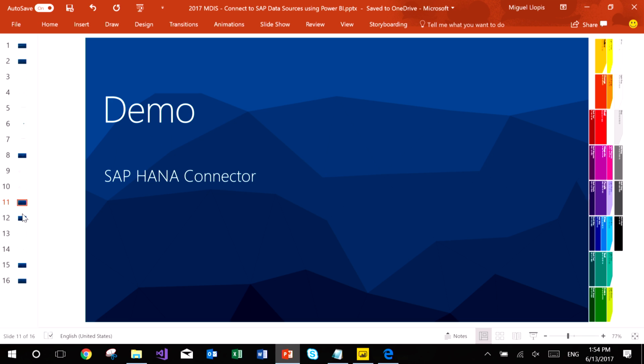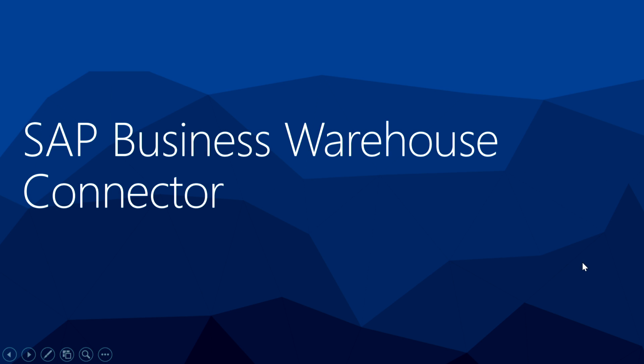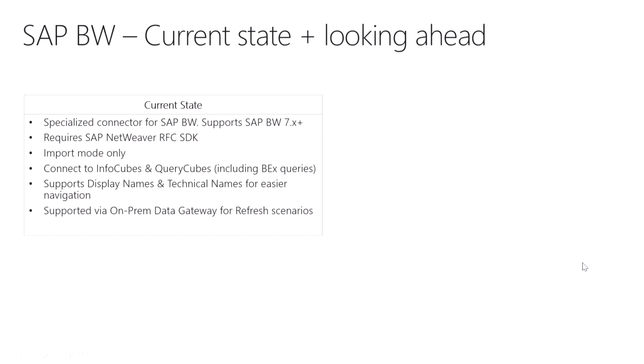Any more questions on HANA? Okay, so let's go talk about SAP BW. So here's the current state. We support SAP BW Server 7.x and higher, up to 7.5. We require the SAP NetWeaver RFC SDK to be installed first. So similar to the HANA case where we require the ODBC driver, here we require the RFC SDK. That's something you can download from the SAP software portal.